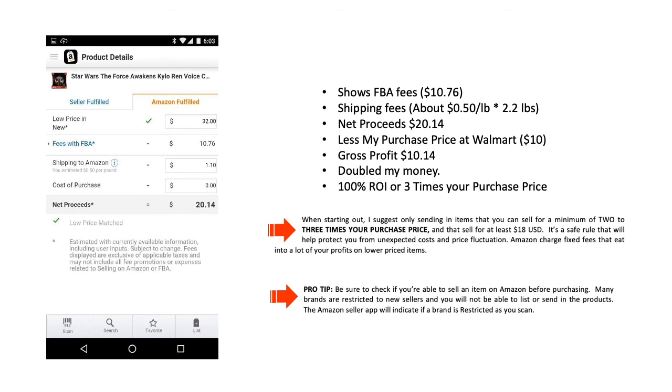Now, in this case, you'll see that it's showing me a thing called fees with FBA, and those are the fees Amazon charges me to list and to ship my product to customers. So there's $10.76 in fees. I have to estimate what it's going to cost me to ship it to Amazon. Now, this is going to vary depending on your location and where you're sending stuff in, but in this example, I've used 50 cents a pound.